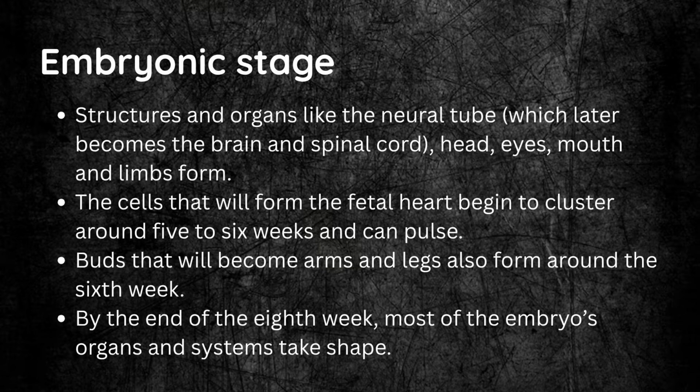Structures and organs like the neural tube, which later becomes the brain and spinal cord, head, eyes, mouth, and limbs, start to form. The cells that will form the fetal heart begin to cluster around 5 to 6 weeks and can pulse. Buds that will become arms and legs also form around the sixth week. By the end of the eighth week, most of the embryo's organs and systems take shape.